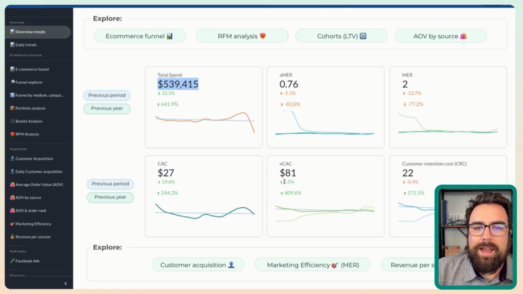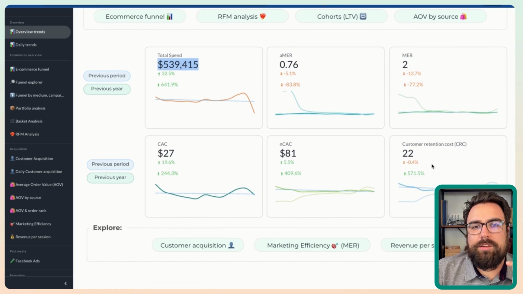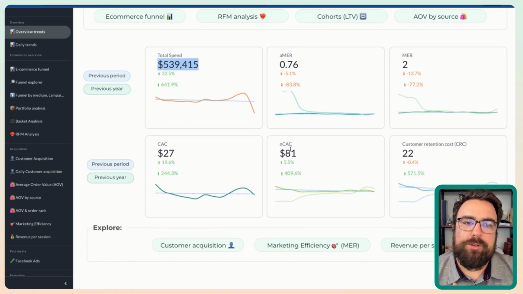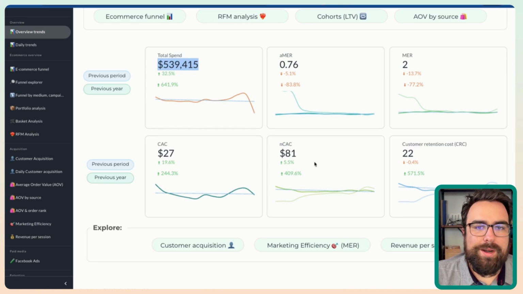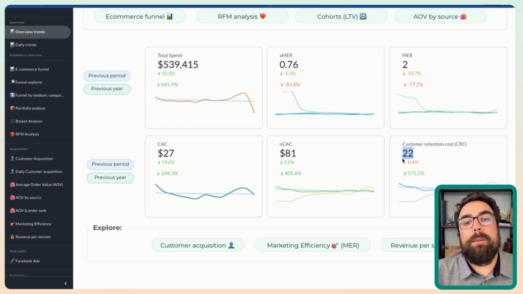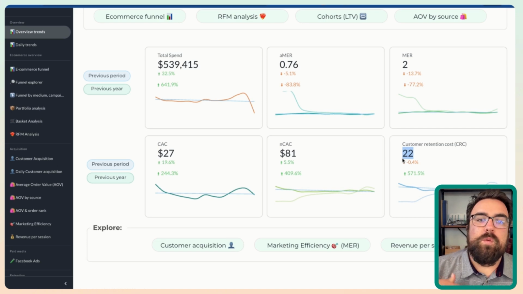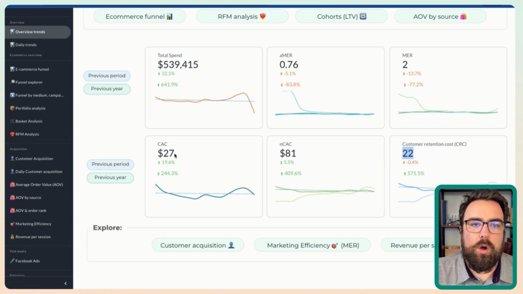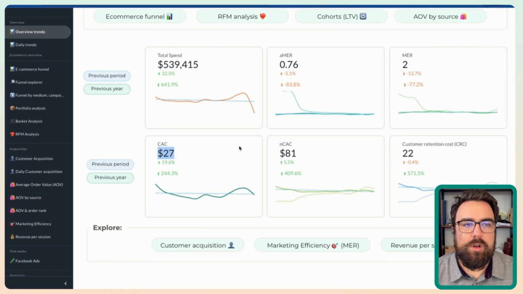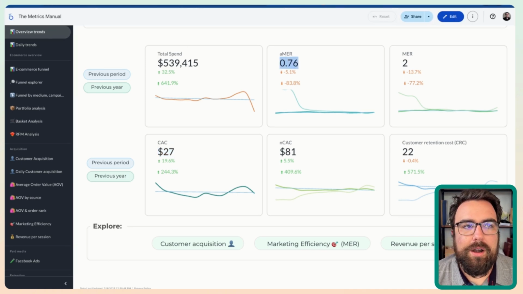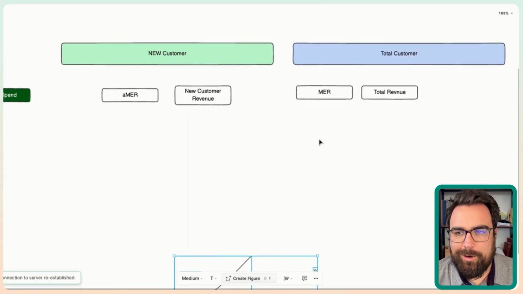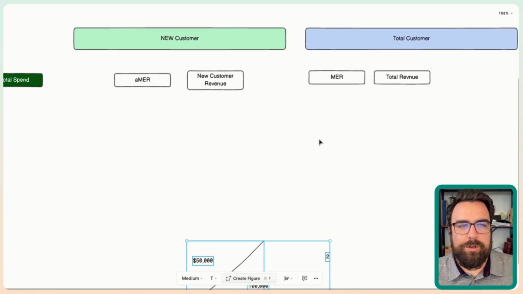We then have the NCAC and customer retention costs. So NCAC is new customer acquisition cost. So how much did you spend to acquire a new customer, right? And lastly, we have customer retention costs. How much did it cost to get you to re-engage a customer, right? And then overall, you have this CAC, which is totally how do you acquire a customer, total spend divided by customers. Okay, hopefully this made sense. I'm going to focus right now on this MER and aMER because those are where things really start to get dialed in once you understand how it works.